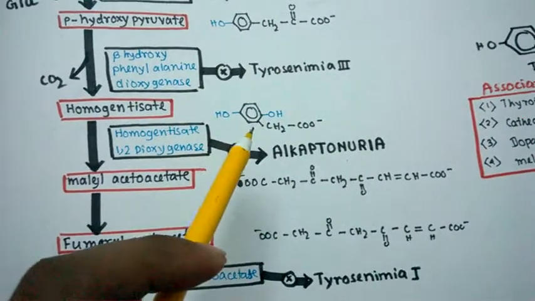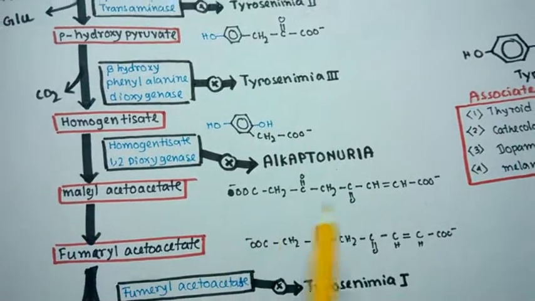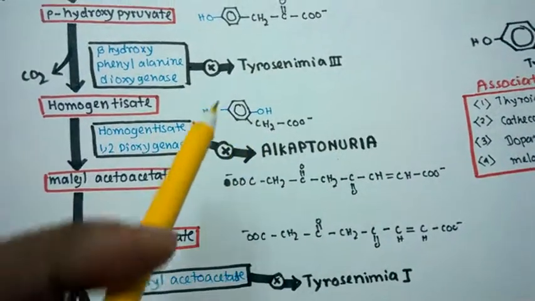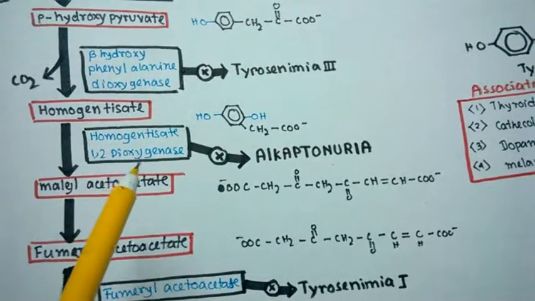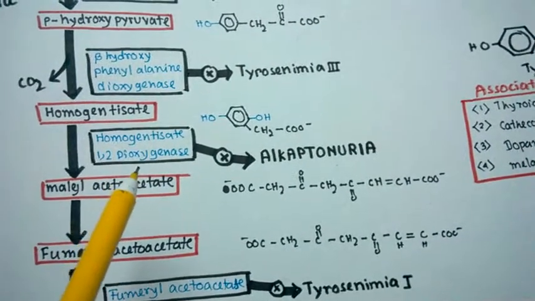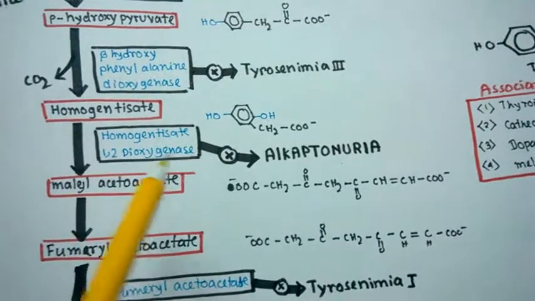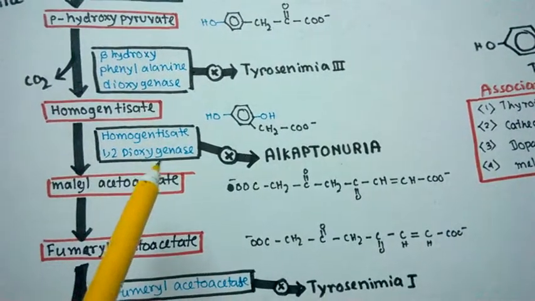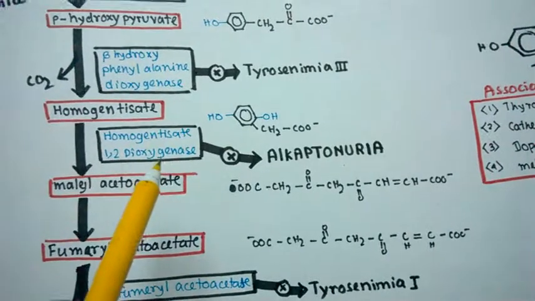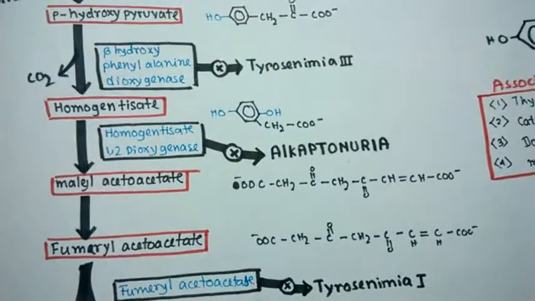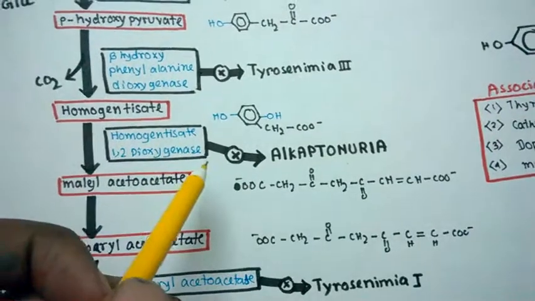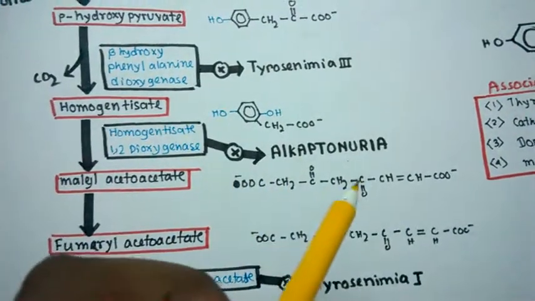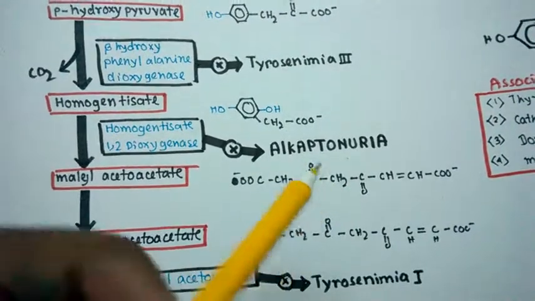Again, homogentisate gets converted to maleylacetoacetate. The ring breaks and it forms maleylacetoacetate, which is a linear structure, and this reaction is catalyzed by a very important enzyme, homogentisate 1,2-dioxygenase. This enzyme is very important because if it is mutated, not functional, or not present, then we will develop alkaptonuria. That means production of black urine.